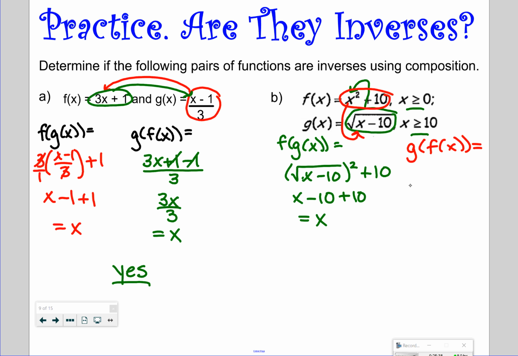That looks like, in a big square root, x squared plus 10 replaces the x, minus 10. The first thing that's going to cancel are the plus 10 and the minus 10, which give you the square root of x squared, which just simplifies to x. So again, we get a yes. Both yeses, these are inverses of each other.